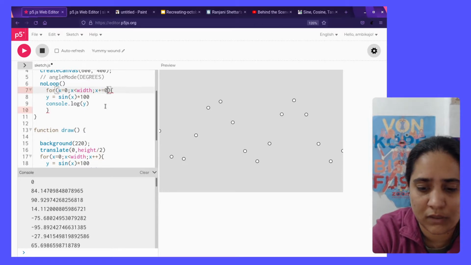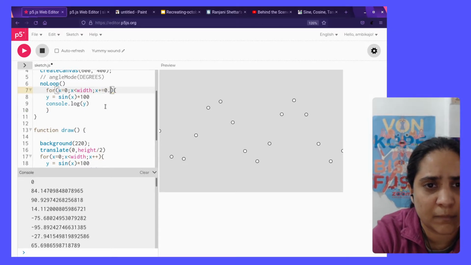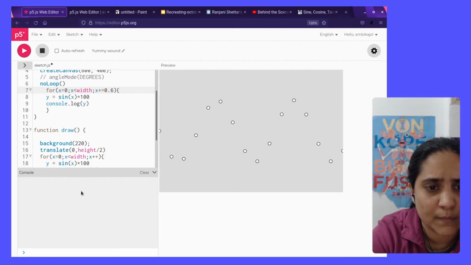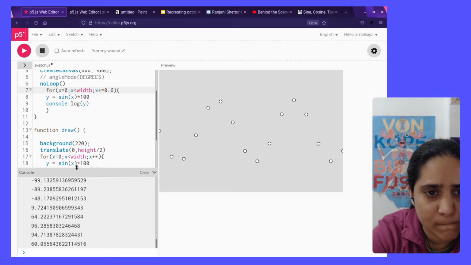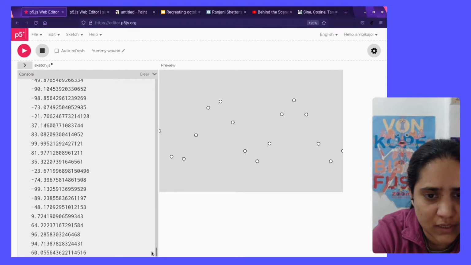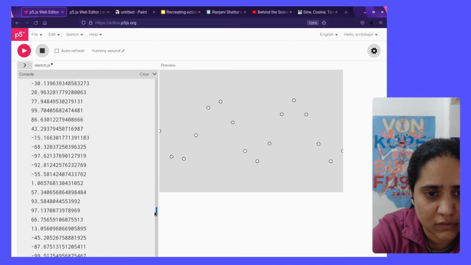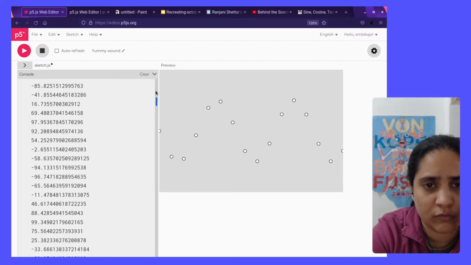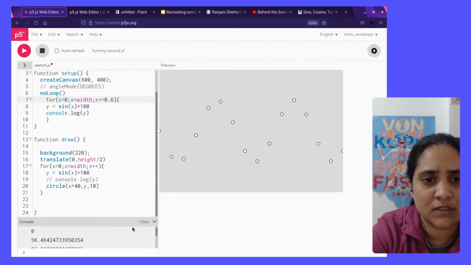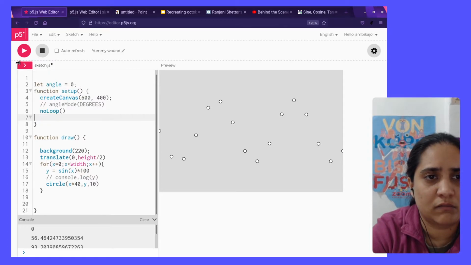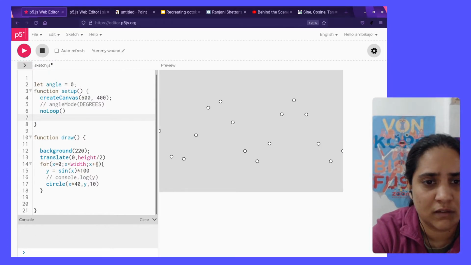And if it's point whatever we kept it, 0.6 or something. So the increments you can see are a little bit more, giving quite a lot of values compared to when it was 1. So it's just to populate your sine wave, I guess.